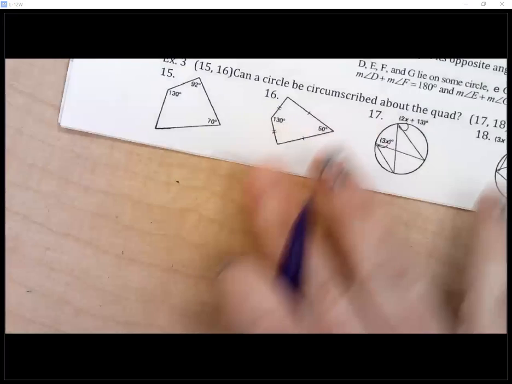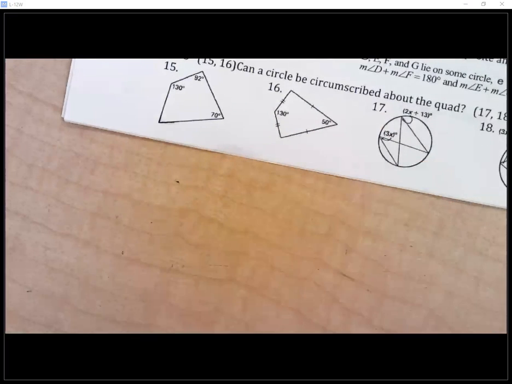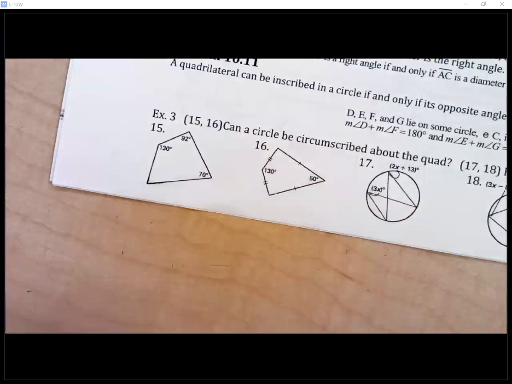Isn't that neat? You can't inscribe a shape inside of a circle unless its opposite angles add to be 180, if we're talking quadrilaterals. So let's look at the examples down here. 15 and 16, they want to know, hey, could you draw a circle around these? A perfect circle, right? We're not talking some weird wobbly garbage. So how would I tell? All the points have to be on the outside of the circle.